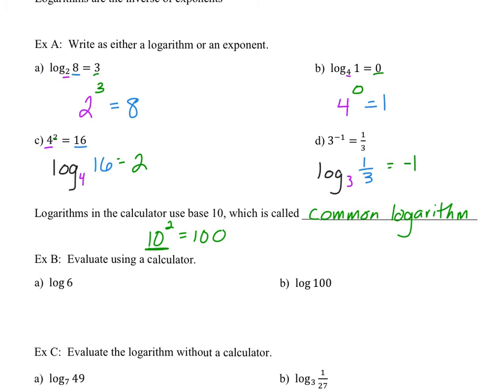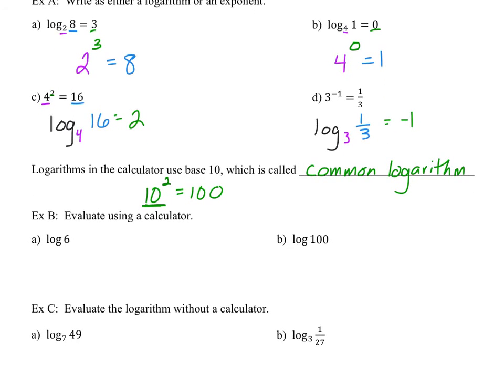So there are some fancier calculators that can do logarithms with a different base. I don't know if you have access to that, so we're just going to stick with common logarithms. So anytime you just see log on the calculator, it's assuming log base 10, okay?